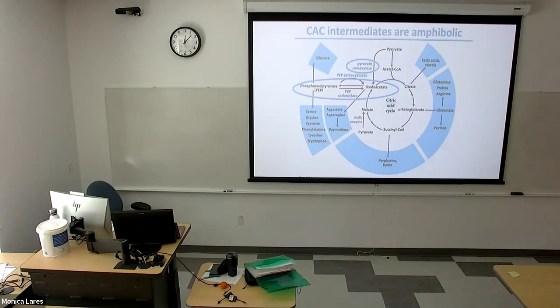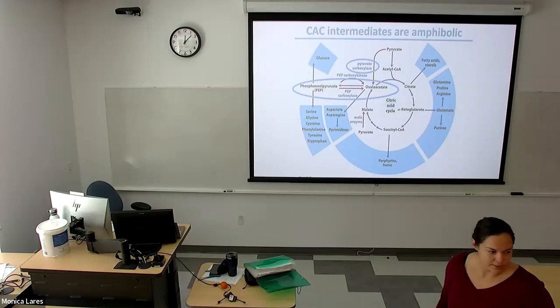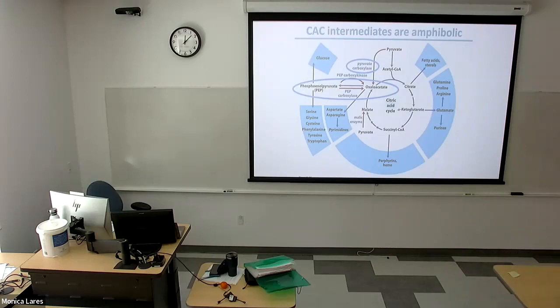So which intermediate is removed to make glucose? What do you guys think? Oxaloacetate, right? Oxaloacetate gets removed to make glucose. And then which intermediate is removed to make glutamate? Alpha ketoglutarate. Okay, alpha ketoglutarate gets removed to make glutamate. Okay, where do fats enter the cycle? I think at the beginning, as acetyl-CoA, right? They enter here. Fats enter the cycle as acetyl-CoA. Okay.